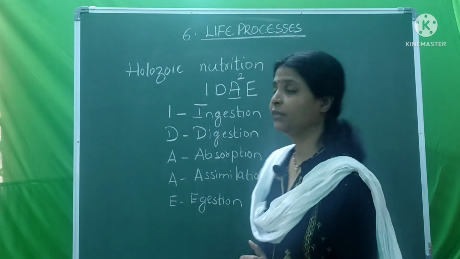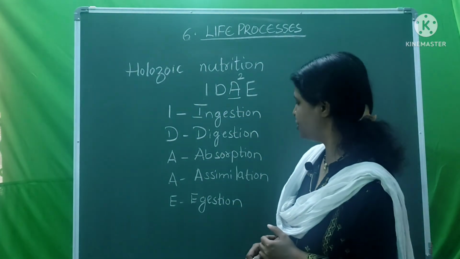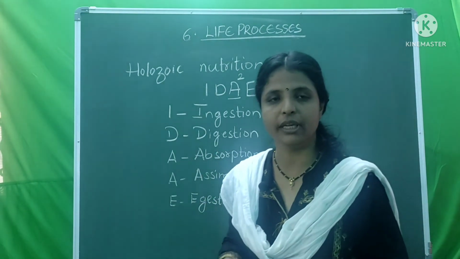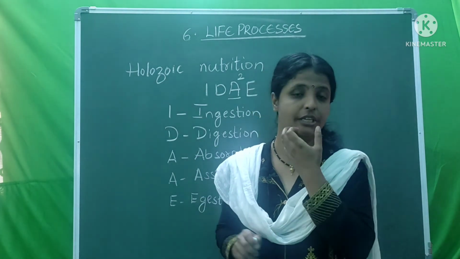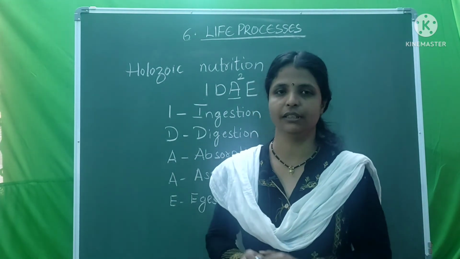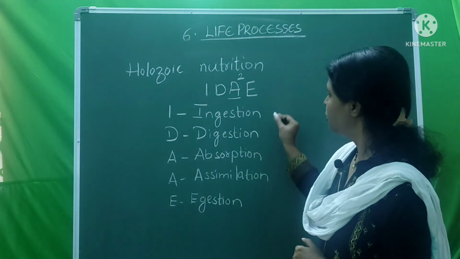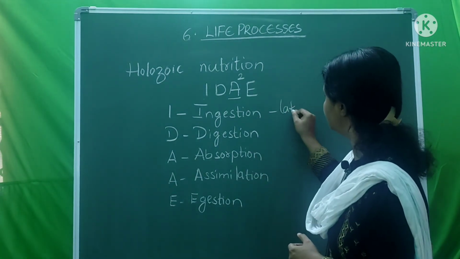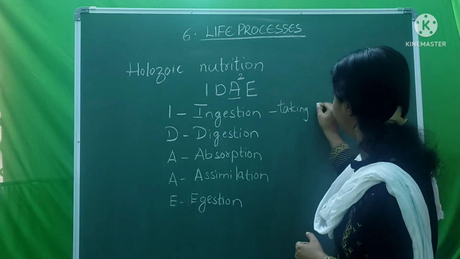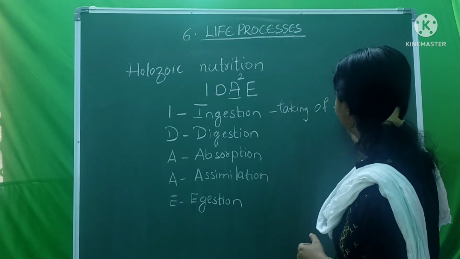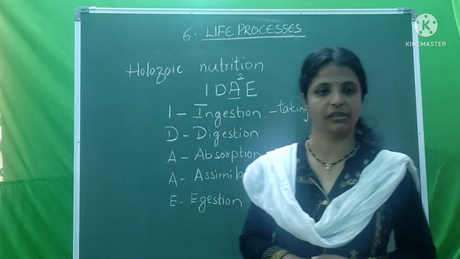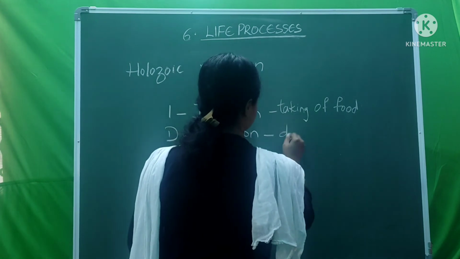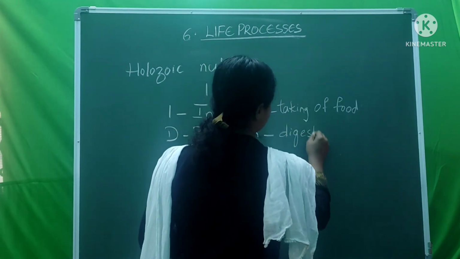So what is the meaning of this? What are ingestion, digestion, absorption, assimilation and egestion? These are the processes which help us to take proper nutrition and digest. They help in the completion of the digestion process. Ingestion means taking of the food, taking of food in the mouth. Digestion means where digestion begins. So to digest, what do we do in digestion?